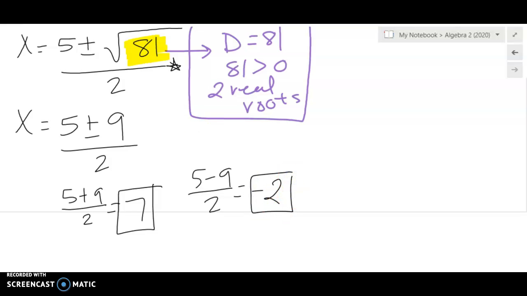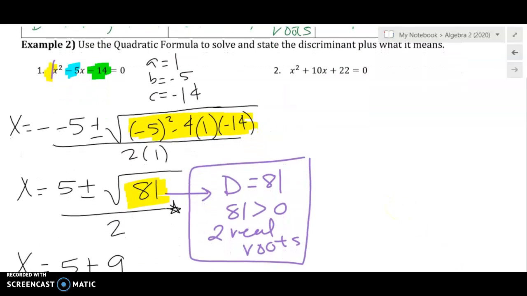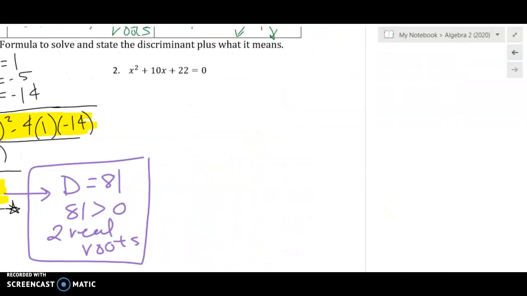And that checks out because we said that there would be two real roots. Well, there's my two real roots right there. We actually found them. Okay, let's do another one. I'm going to scoot over so I can have a little bit more space. Same instructions, solve by quadratic formula.